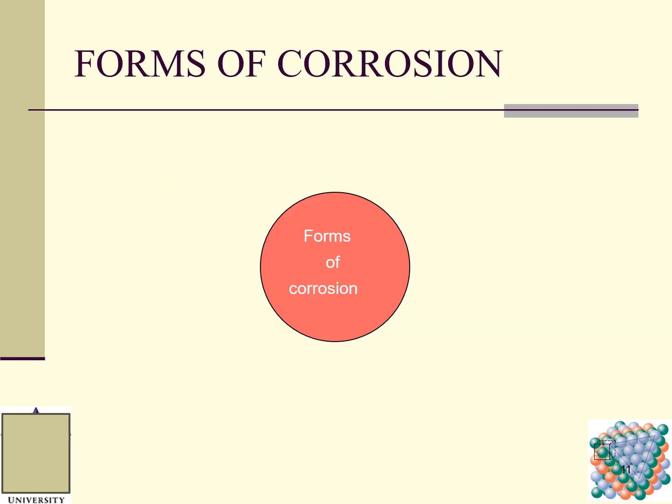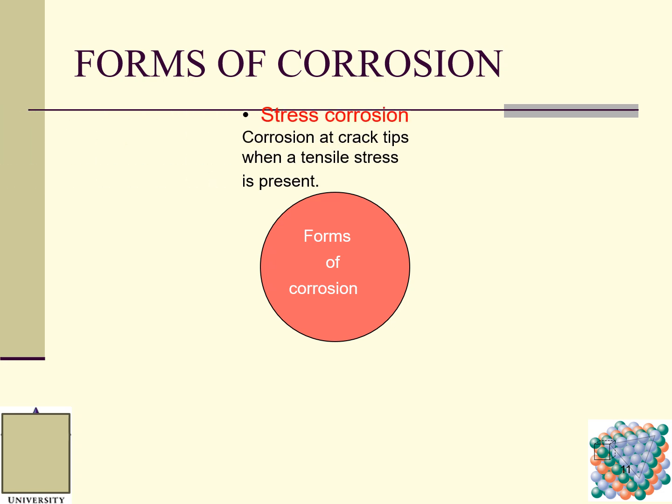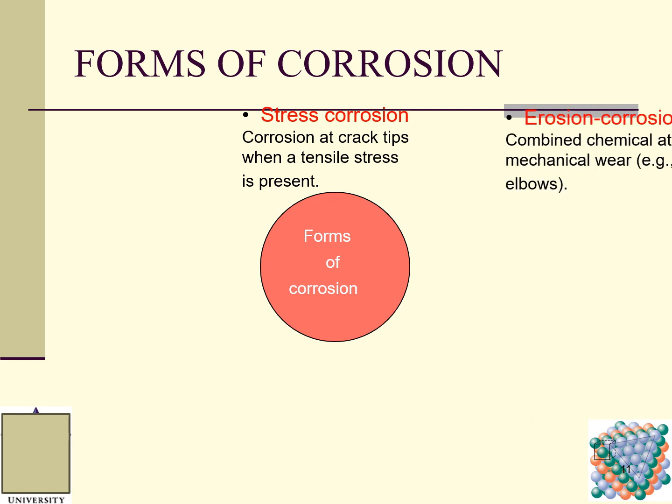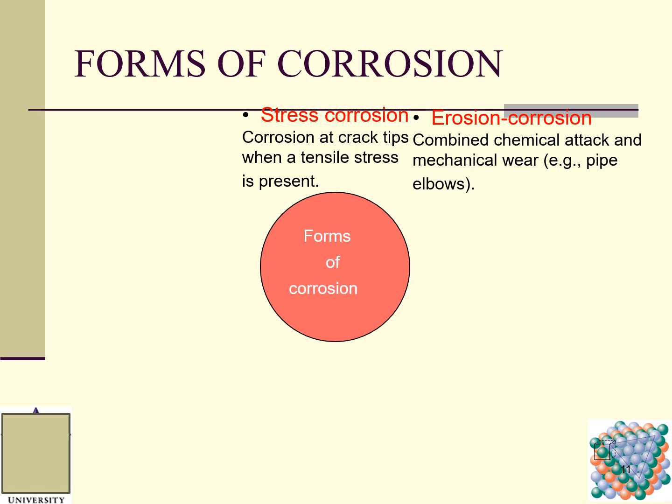And then we talk about the forms of corrosion. First one is stress corrosion, corrosion at crack tips when a tensile stress is present. Then erosion corrosion combines chemical attack and mechanical wear, for example, in pipe elbows. Erosion is mechanical, corrosion is chemical.